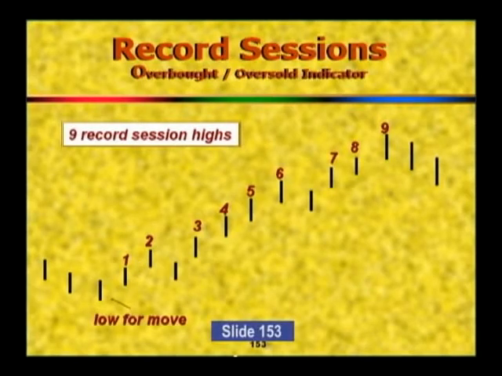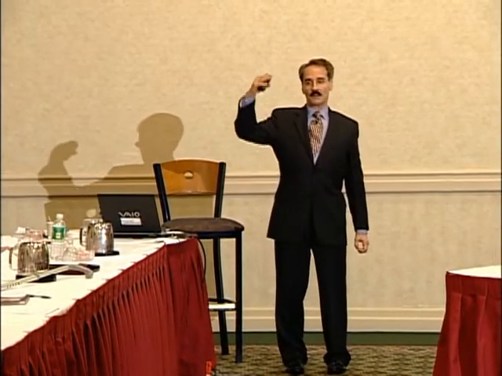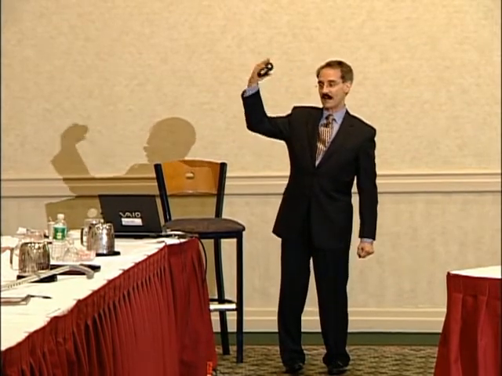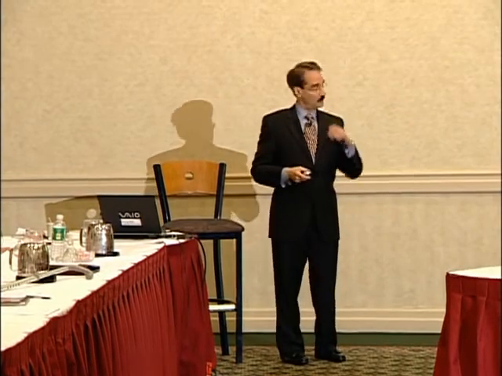Okay. One way that the Japanese, and this works really well in the Forex markets, one way that the market can be viewed as overbought and oversold is by looking at record sessions. A record session high is when the market makes a higher high. And we're looking at the top of the upper shadow.